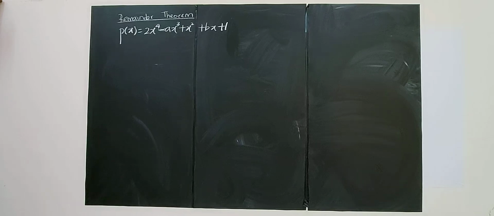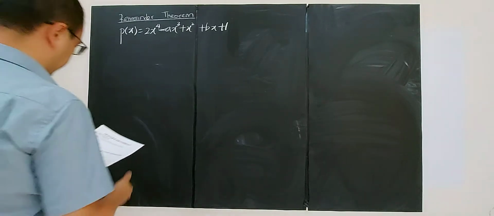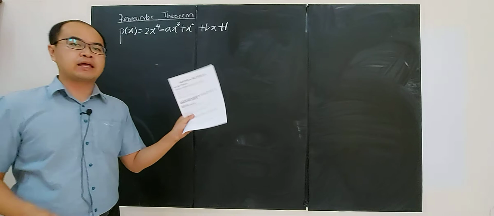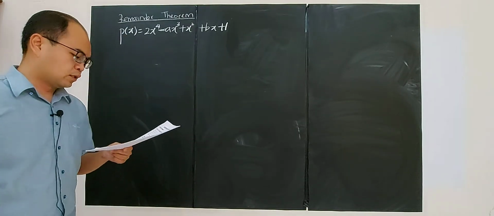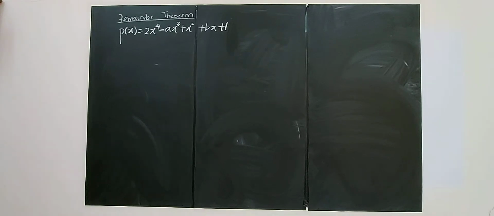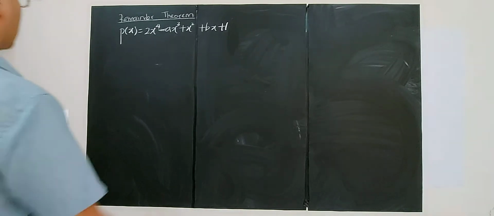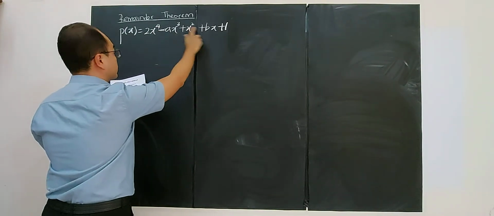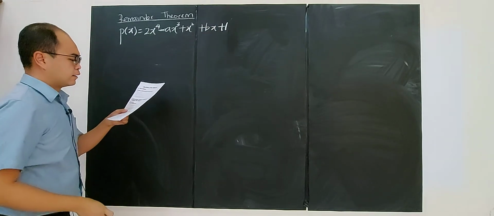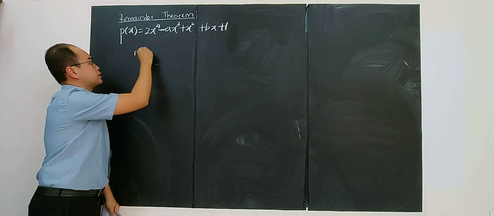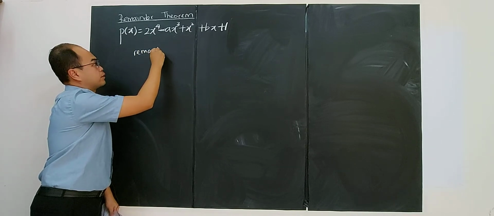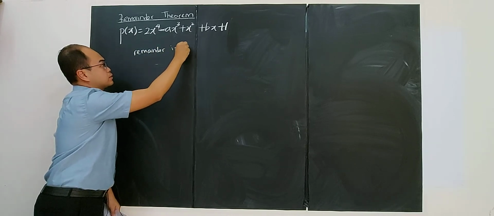Hi. Alright, this is another example for applying remainder theorem. Look at the worksheet that I gave you in your lecture or tutorial. The polynomial 2x^4 is given. The question says it has a remainder of 6.